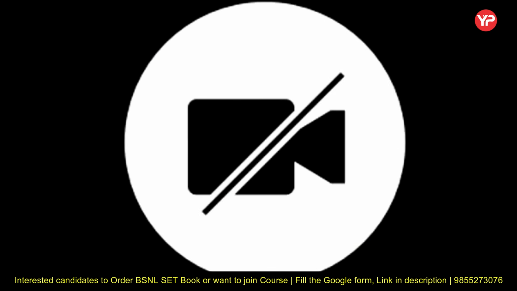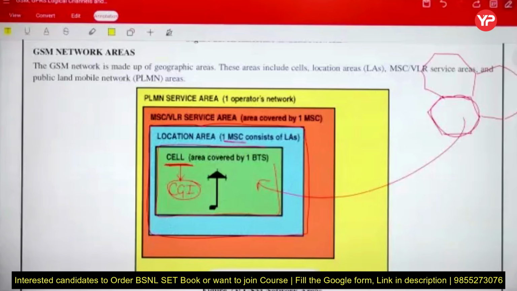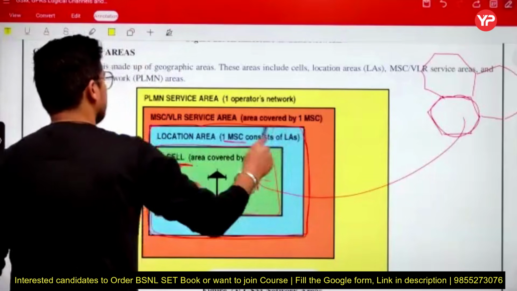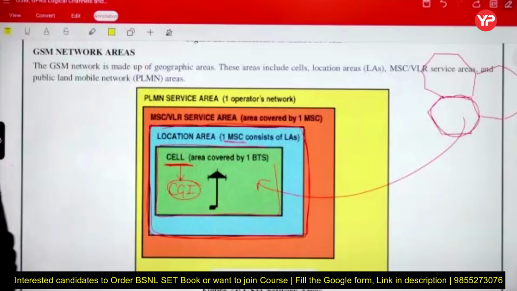Okay. After CGI, the next thing is the location area, right? This outer one is called the location area. This location area is defined as a group of cells. Inside this location area there are several cells. It is not like there is a single cell; there are several cells inside it, right?